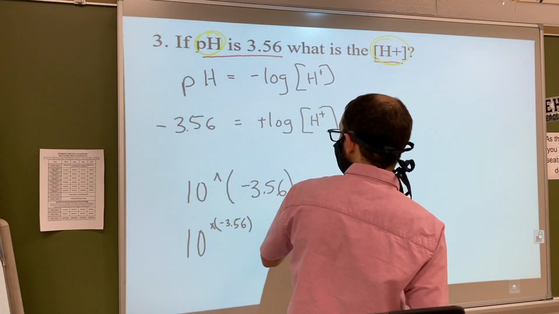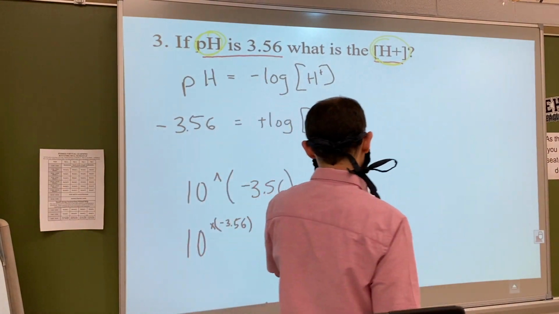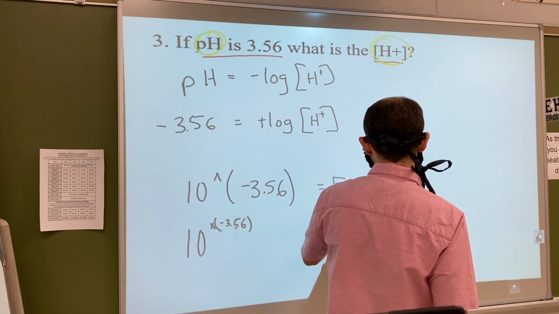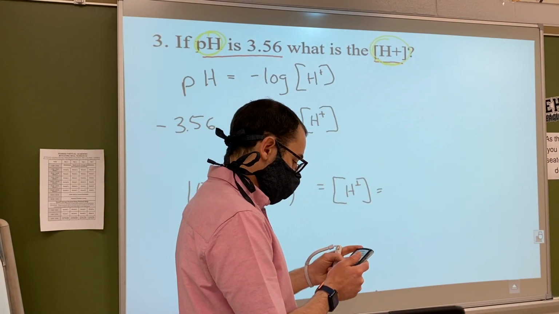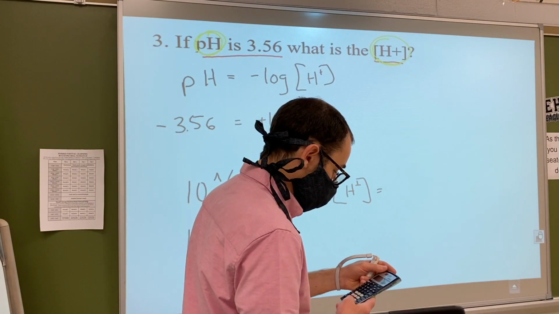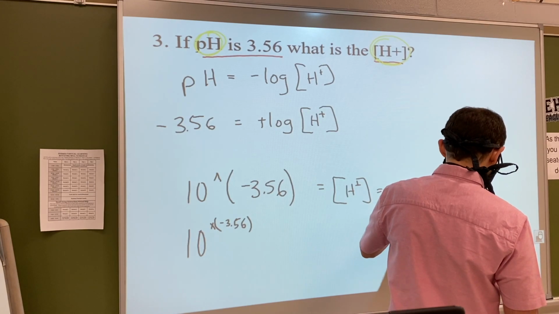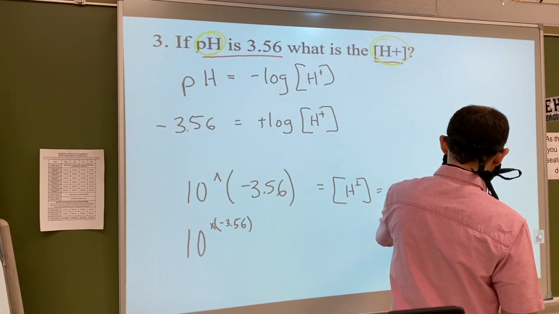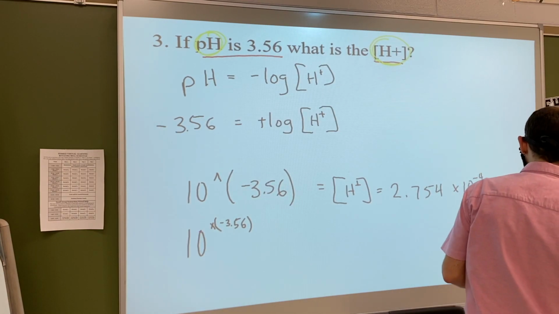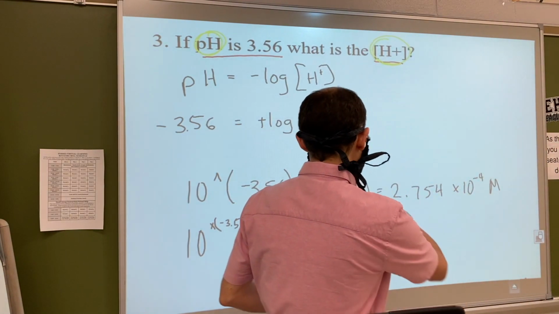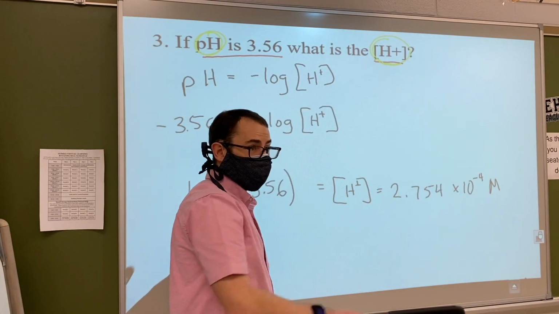And then remember, for this whole chapter, we love using scientific notation, right? Especially for H plus. So once you have that, put it into scientific notation if your calculator is not in scientific notation mode, and then get your answer. 2.754 times 10 to the negative 4. And it's going to be molar because we're doing H plus here. And we're going to talk about sig figs in a minute. I want to make sure that we get the math figured out first.